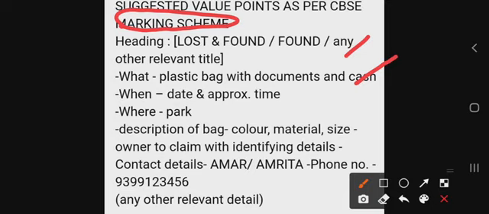Plastic bag and documents and cash. What was lost? This thing. When was it lost? Date and approximate time. Where was it lost? Park. Now you will also give a description because it is for lost and found. So whoever finds it, how will he come to know that it belongs to you? So you have to describe it. You have to give the color of the bag, material, size, and the essentials. What were the essentials inside it? You have to give information about that also. And then contact details, whom to contact if it is found. And if there is any other relevant detail you want to present, you can.